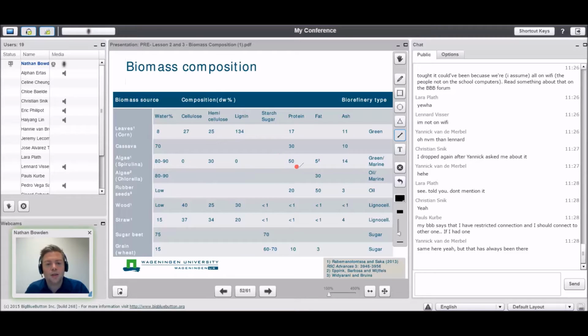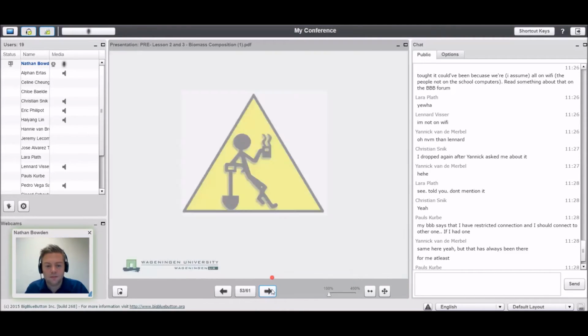However, not all proteins are the same. Hopefully you remember that. There are the green and the white proteins, and they're each worth different amounts.